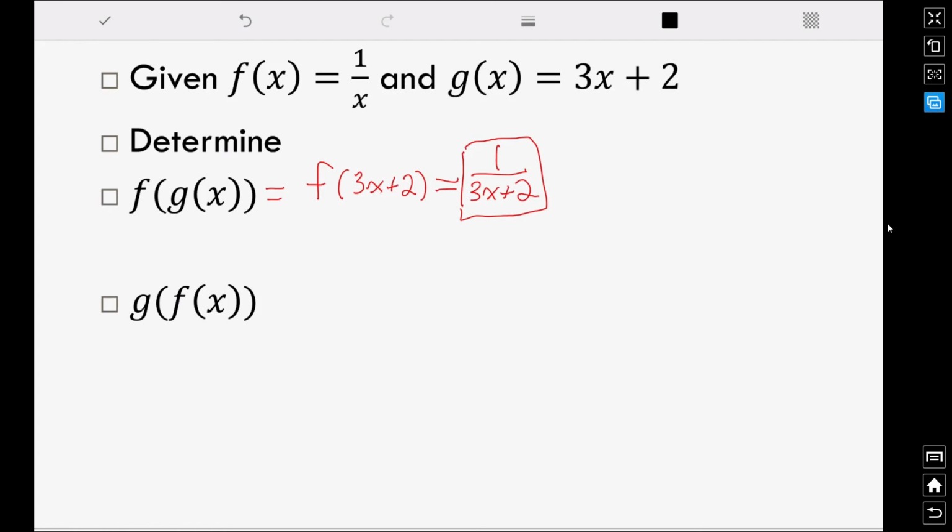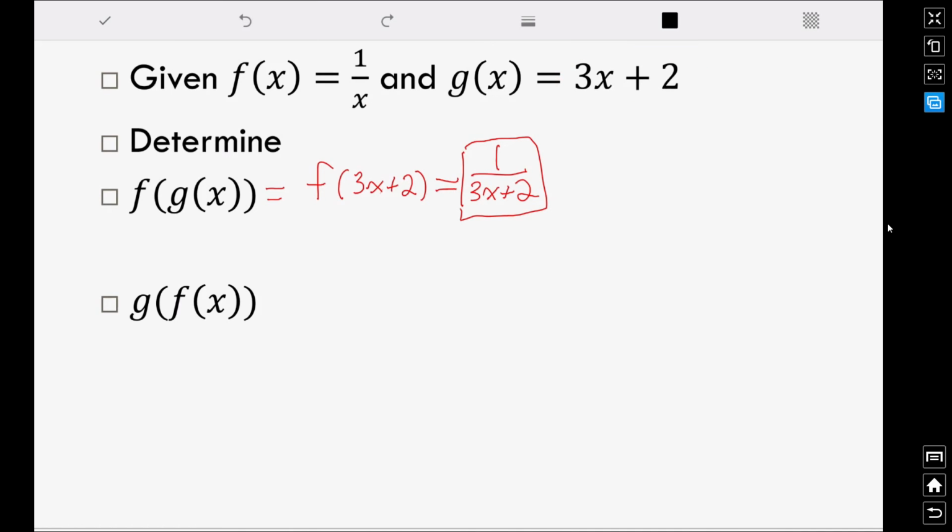Okay. And notice, like I said earlier, we're really just taking one function and inserting it into another function. Okay, so we've taken g of x and we've stuck it into f of x like that. Okay.